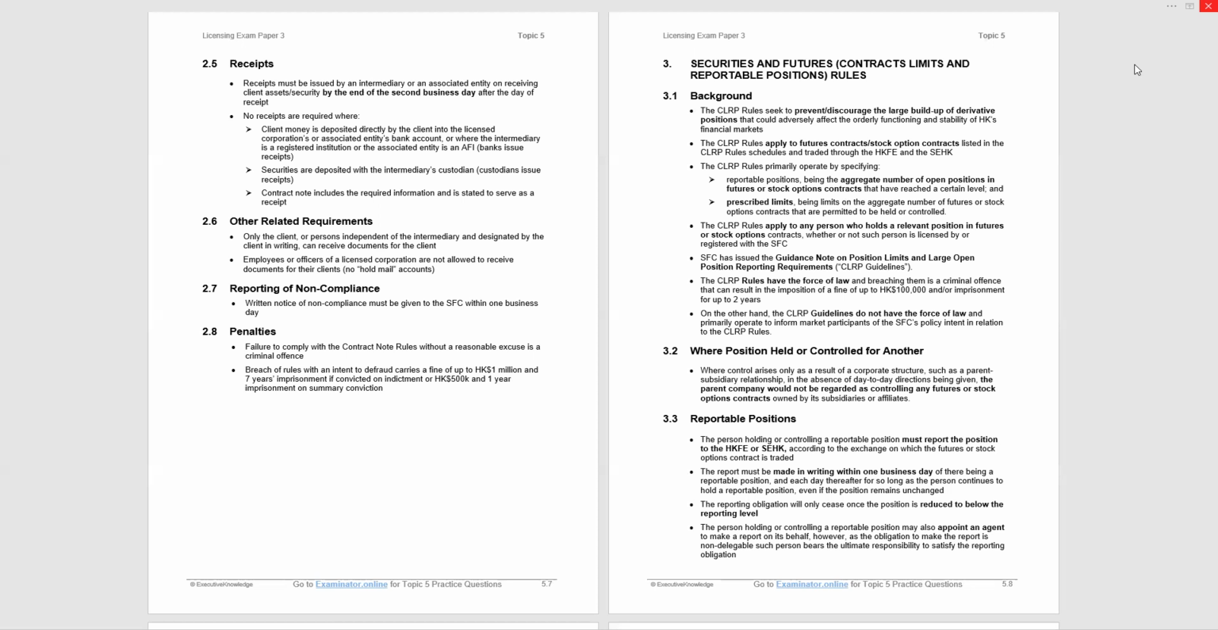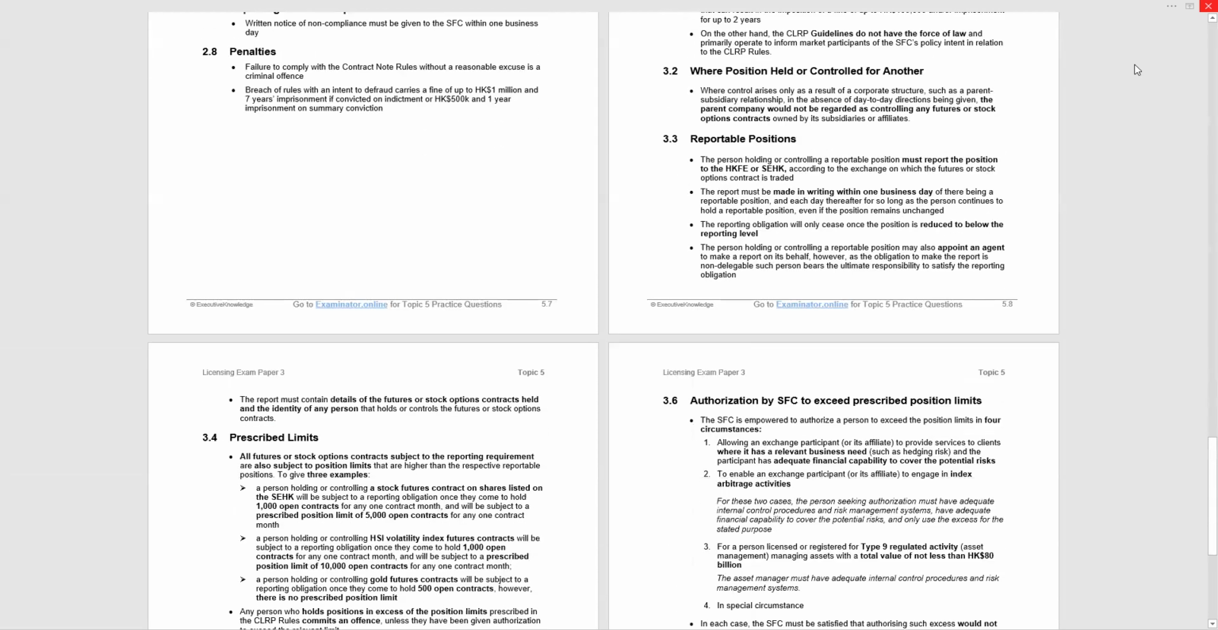The report, and that's what the next point says, the reporting obligation will only cease once the position is reduced to below the reporting level. A person holding or controlling a reportable position may also appoint an agent to make a report on its behalf. Continuing.